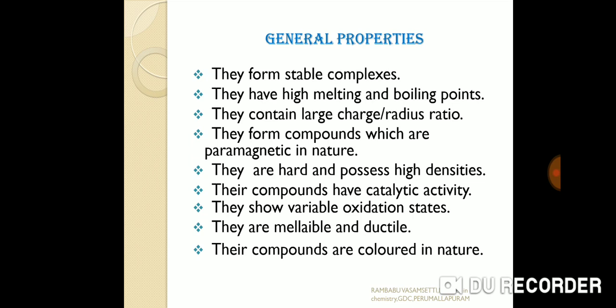Next, they can show very characteristic properties. These transition elements can show variable oxidation states, and they are malleable and ductile. That means they can be drawn into thin sheets and long wires. Their compounds are colored in nature. For example, manganese sulfate is pink in color, and copper sulfate pentahydrate is blue in color. So all these compounds are colored in nature.